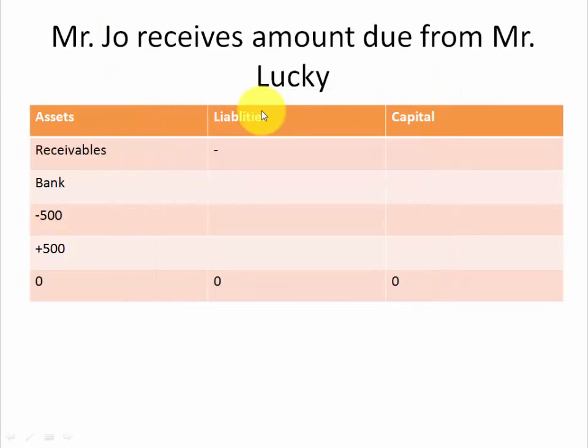Mr. Joe receives the amount due from Mr. Lucky. So Mr. Lucky owed 500 to Mr. Joe, which he has received. So we increase bank balance by 500 and reduce receivable by 500. Net effect is 0.